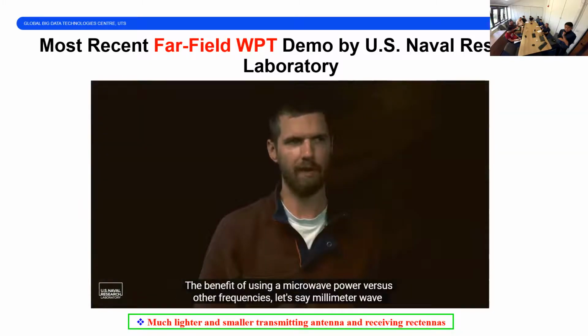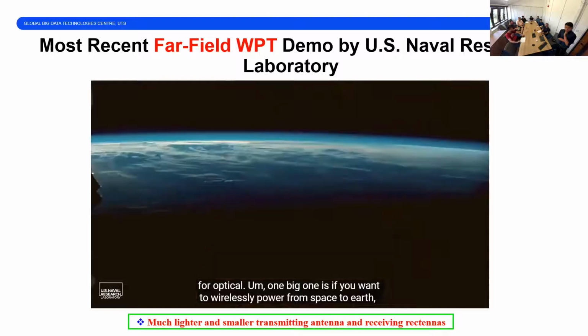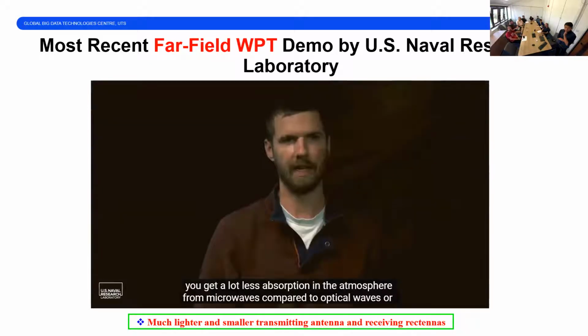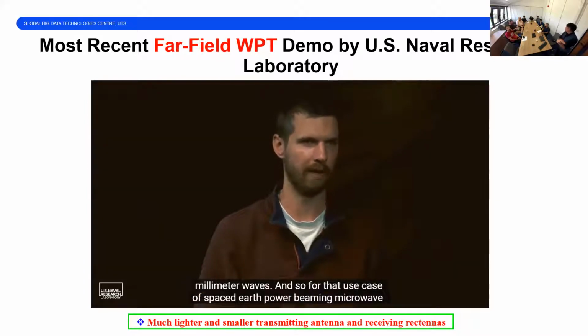Benefit of using microwave power versus other frequencies, let's say millimeter wave or optical. One big one is if you want to wirelessly power from space to Earth, you get a lot less absorption in the atmosphere from microwaves compared to optical waves.